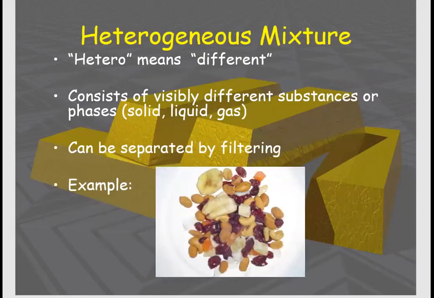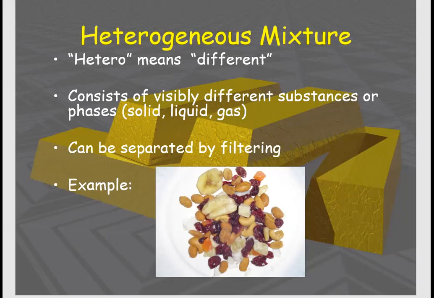All right, so let's discuss heterogeneous mixture. Hetero means different. It consists of visibly different substances or phases such as solid, liquid, and gas. When we say heterogeneous mixture, it can be separated by filtering. For example, in this picture, there are different types of nuts. We have nuts, raisins, dried foods. So you can actually pick them one by one and you can identify them.